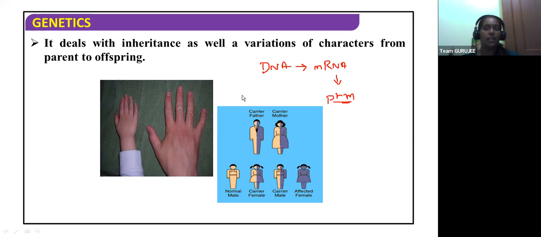We'll be talking about these things in the molecular basis of inheritance. But in this chapter, we are going to be majorly focusing on how inheritance is happening from one generation to another generation. We are not going to touch into the details of DNA or RNA, but that's going to be the next chapter. In this chapter, we'll understand the basis. Genetics deals with the inheritance as well as variation of characters from parents to offspring. Now tell me, why is variation important?